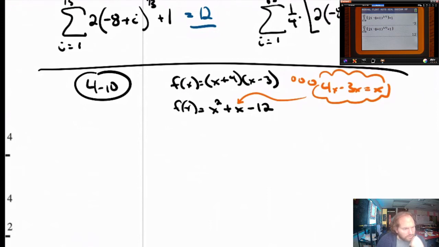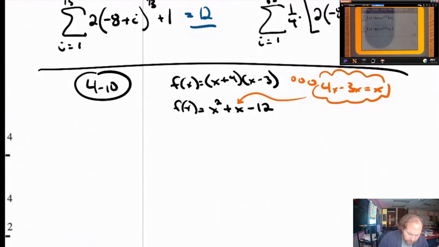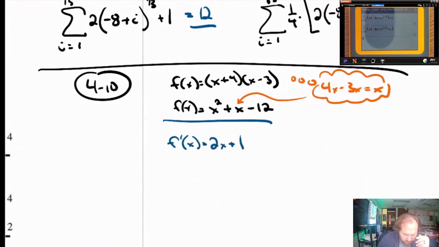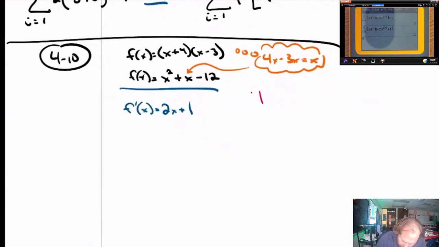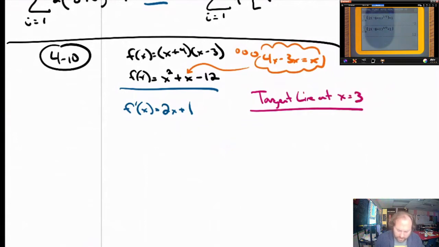Okay, the next thing we're going to do is we're going to take the derivative of this, because we require that to find the slope. F prime of x will be 2x plus 1, which is pretty easy to do. So when it comes to writing the equation of the line, we want the tangent line at x equals 3. So if we think about our equation, that kind of tells us that the a value we're going to use is 3. We need to know what f of a is, and we need to know what f prime of a is in order to build this equation.